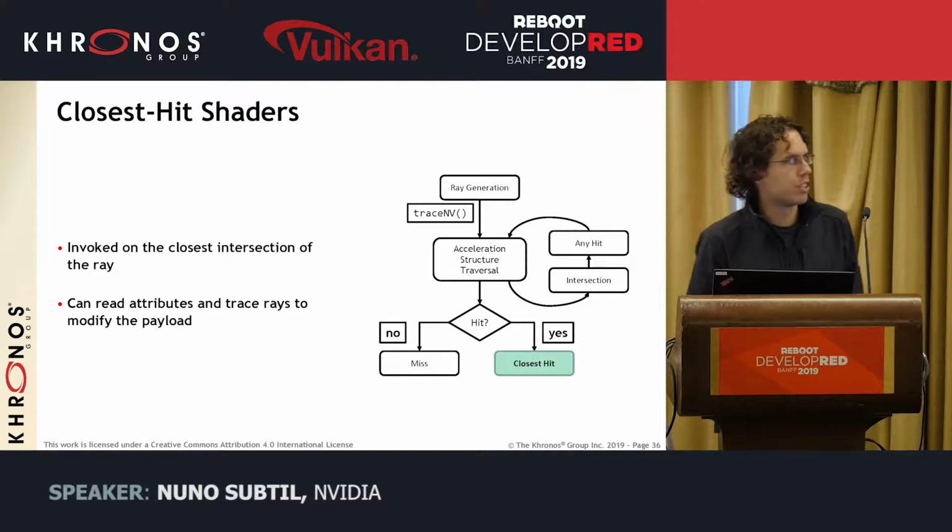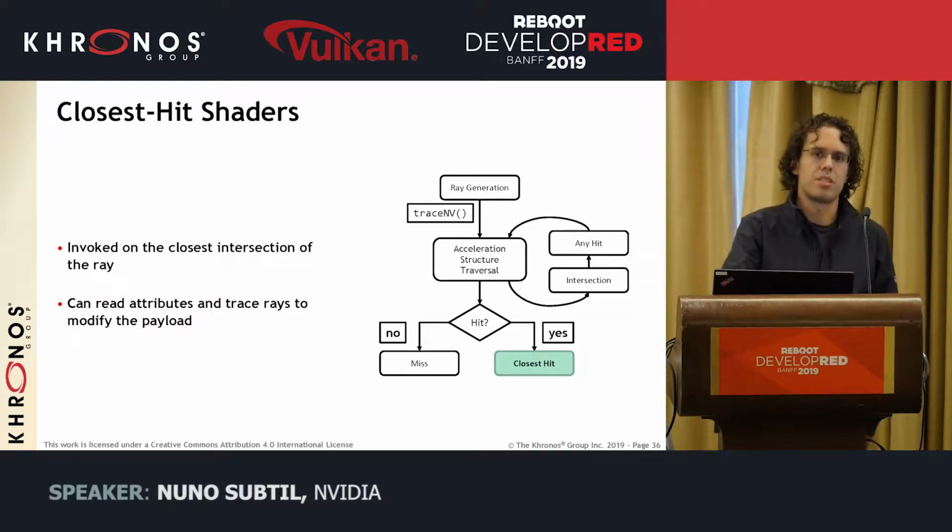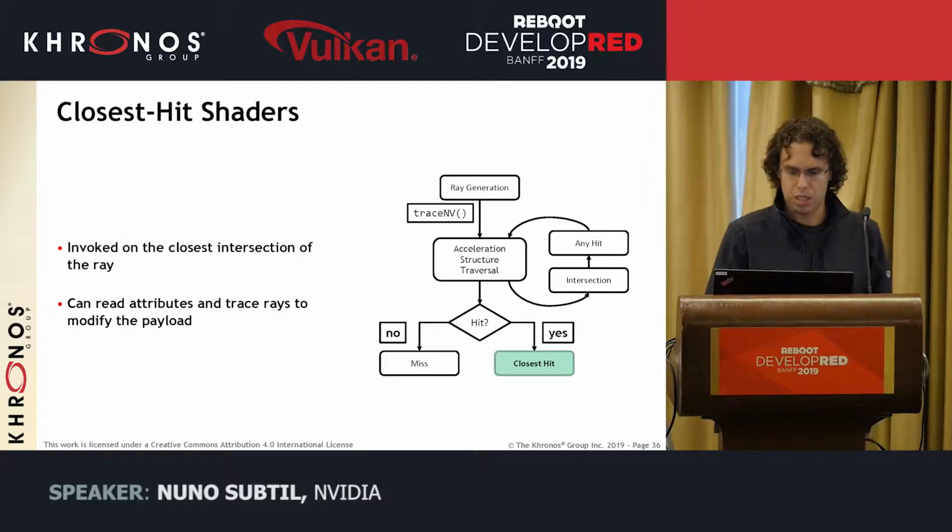Then we have closest hit shaders, which are called just for the closest intersection along the path of the ray. Both of these shader stages can read attributes and trace rays to modify the payload. Right? So you can spawn rays from any of the hit stages, and you get access to the ray payload as well.